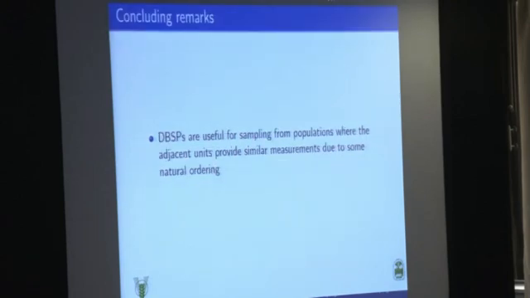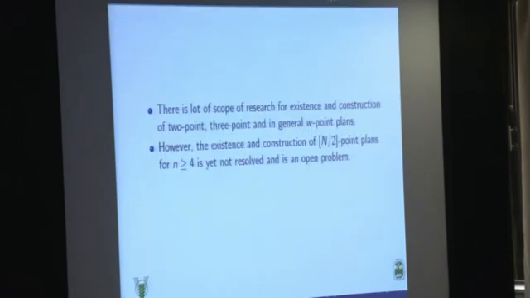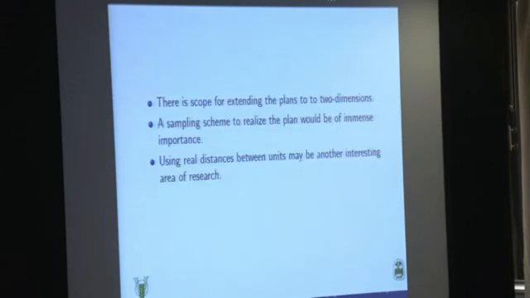To conclude, there is a lot of scope for research on the existence and construction of these plans, as well as scope for extending these plans to 2 dimensions, and maybe a sampling scheme may be developed to facilitate a unit-by-unit drawing mechanism. Real distances between units may also be one interesting area of research. We have right now considered units 1, then 2, like that, but real distance between the units can also be taken as an actual scenario to further consider this kind of plan. Okay, thank you very much. That is what I have to say.